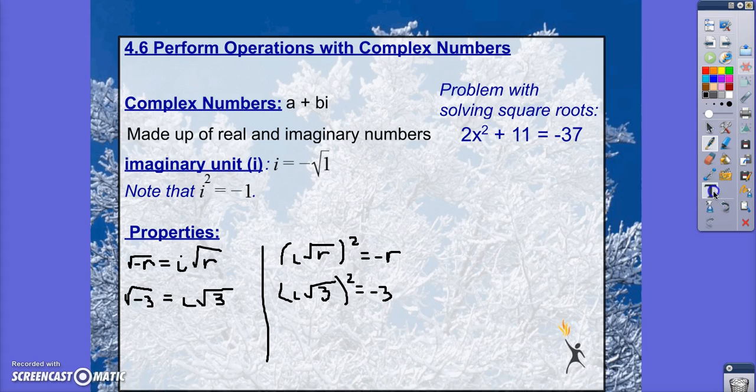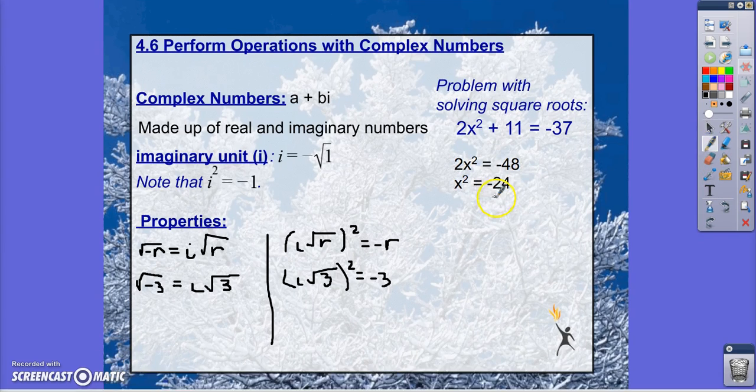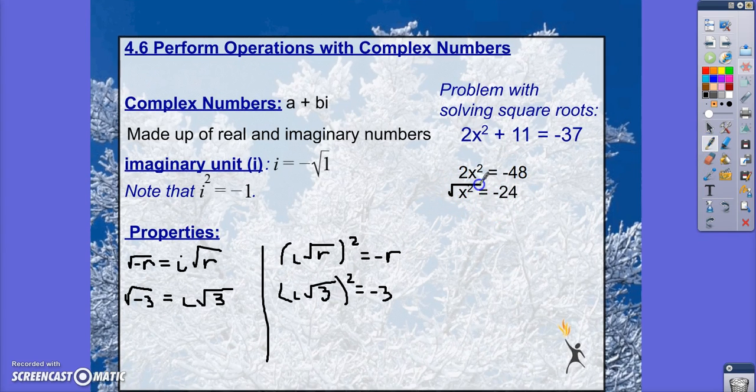All right, well, let's look at a problem with solving square roots. It's exactly like the last lesson, but now we deal with imaginary numbers. So first we have 2x squared equals, let's take the 11 over as negative 11. We get negative 37 minus 11 is negative 48. We divide both sides by 2, so we get x squared equals negative 24. And we're going to now take the square root of both sides, just like before. But what do you notice? Now you see that we have a negative inside the root.